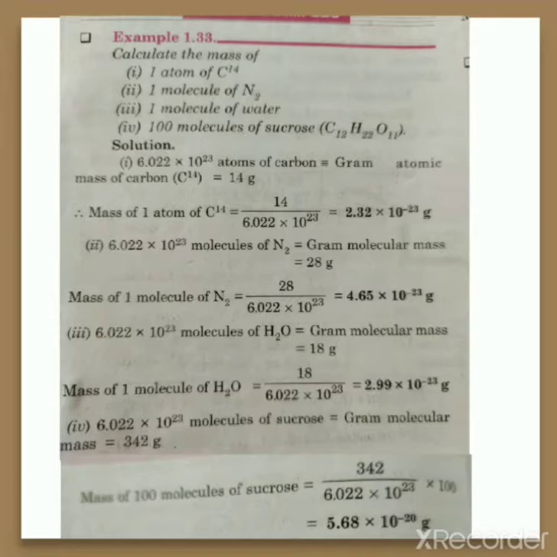Let us talk about the first problem, that is calculate the mass of one atom of C14. C14 is the isotope of carbon. As we know that 1 mole of substance consists of 6.022 into 10 raised to 23 numbers in that. So 1 mole of C14 consists of this much of particles, and the mass of 6.022 into 10 raised to power 23 atoms of carbon is equal to its gram atomic mass, and the gram atomic mass for carbon 14 is 14 gram.